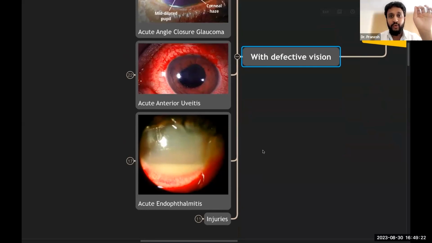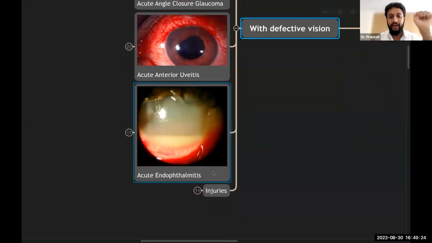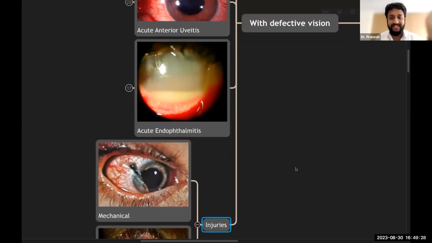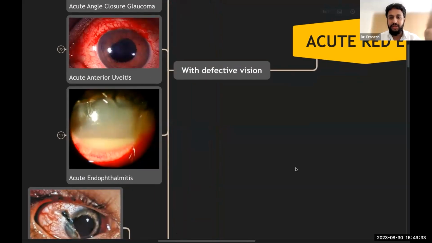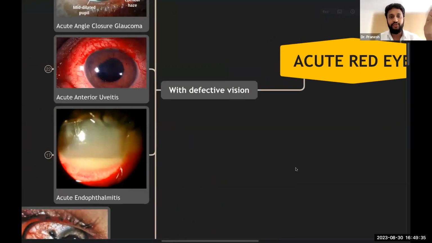Acute anterior uveitis. Acute endophthalmitis. And finally, injuries, both chemical injuries as well as mechanical injuries. Okay, this is going to be the causes of acute red eye with defective vision. So you need to memorize these.